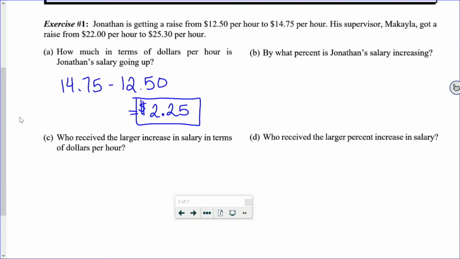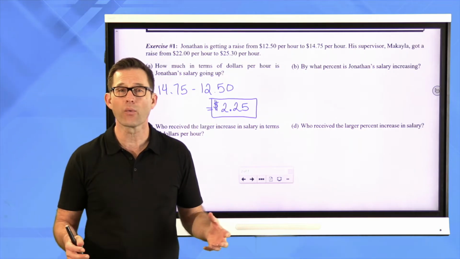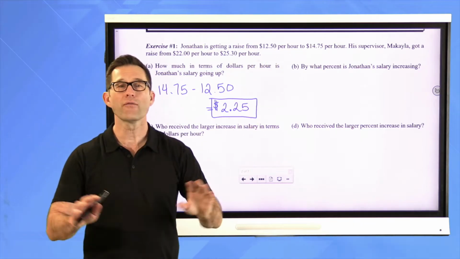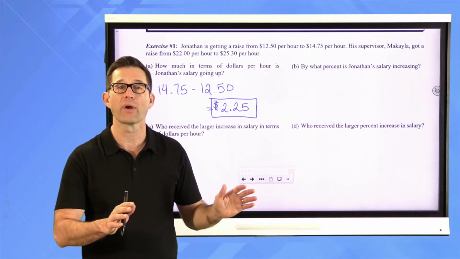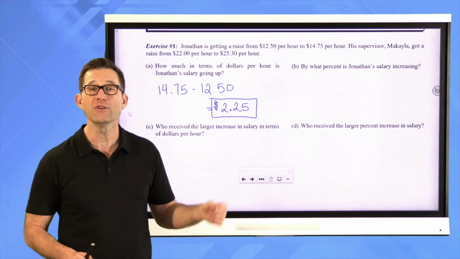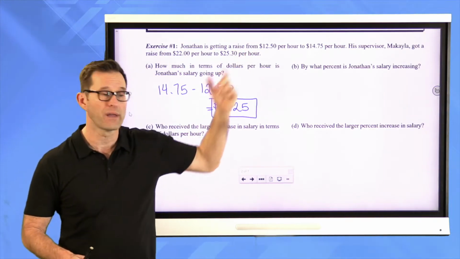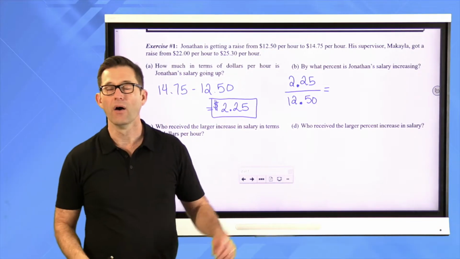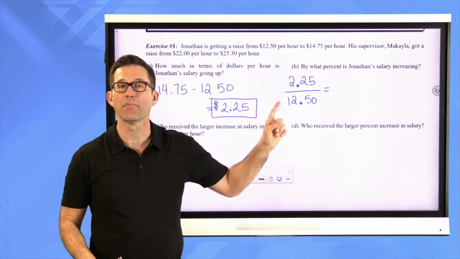By what percent is Jonathan's salary increasing? Again, this is really a ratio. I want to compare this to the original amount. Whenever we do a percent problem, we're always comparing to the original amount. Now, the ratio of how much he got to what he originally started with is 2.25, this is kind of like my left-handers to everyone, compared to 12.50. That's my actual ratio of how much the raise was compared to the total.